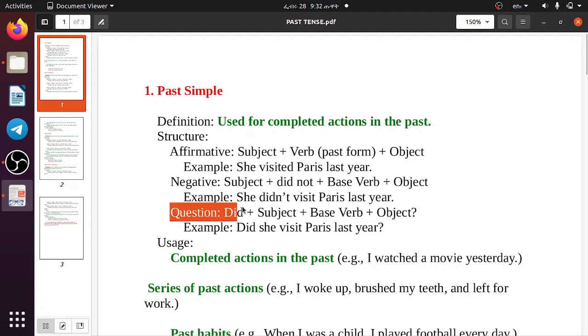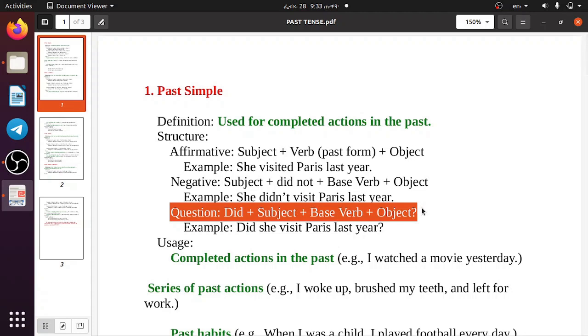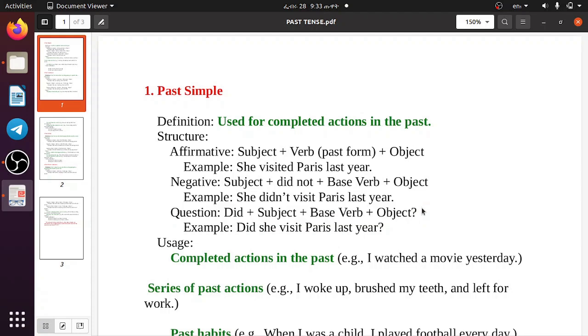In questions we use this structure: did plus subject plus base verb or action verb or main verb plus object and question mark. For example, did she visit Paris last year? This is a structure of question.